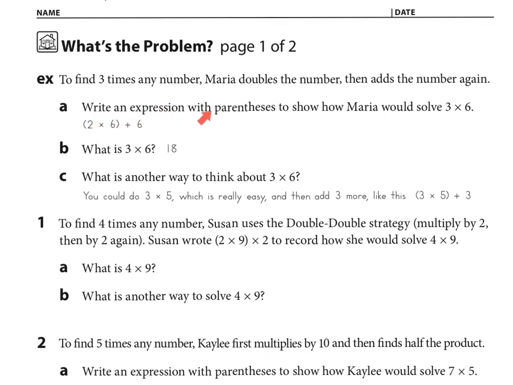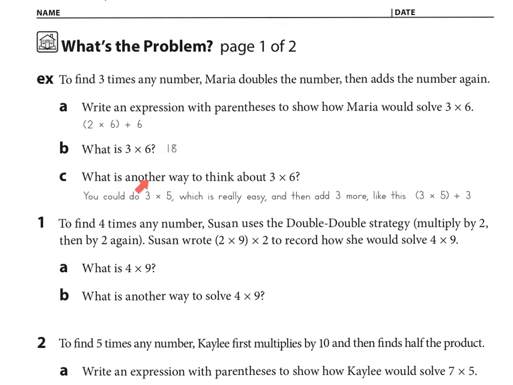A says write an expression with parentheses to show how Maria would solve 3 times 6. So we see that she wrote or drew parentheses 2 times 6 and then added 6 to solve the problem. Then B asks, what is 3 times 6? We see the answer is 18.